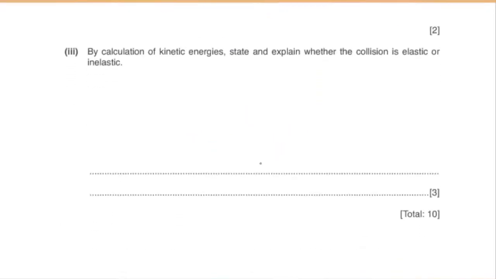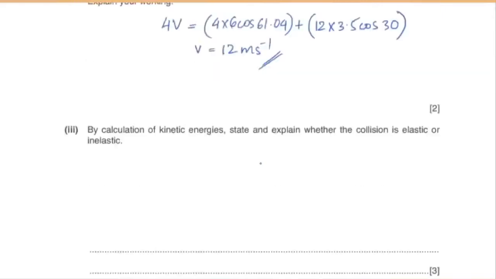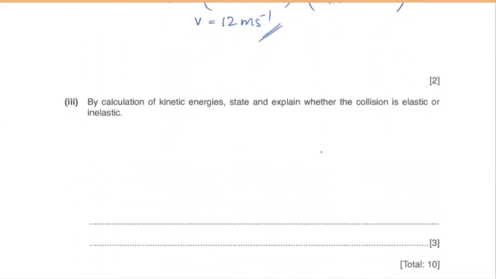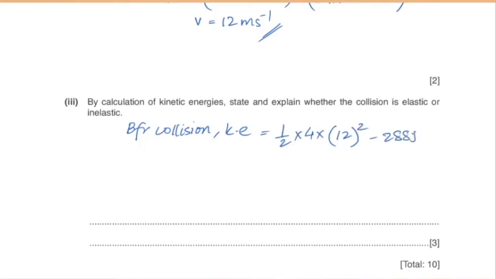Part 3, by calculation of kinetic energy, state and explain whether the collision is elastic or inelastic. So kinetic energy before collision is equal to the kinetic energy of ball A, which is half times the mass of ball A multiplied by the velocity v squared, and that after collision is going to be equal to the sum of the kinetic energies of ball A and B. So before collision, kinetic energy is half times the mass of ball A times 12 squared, and this equals 288 joules.